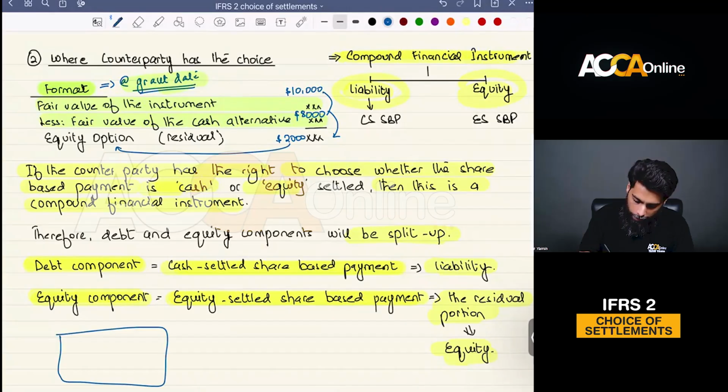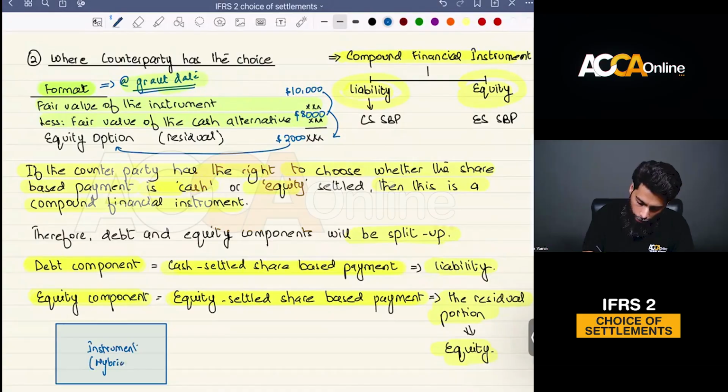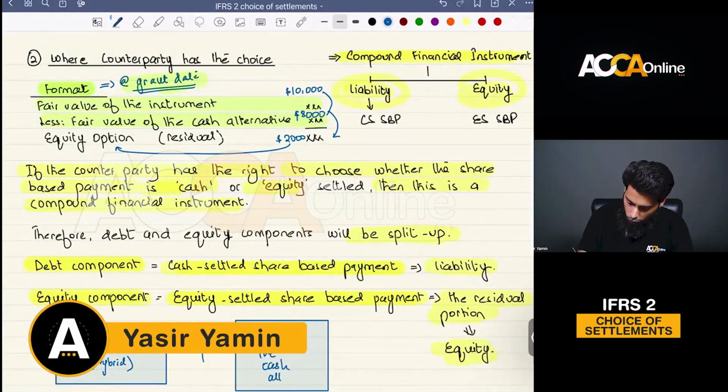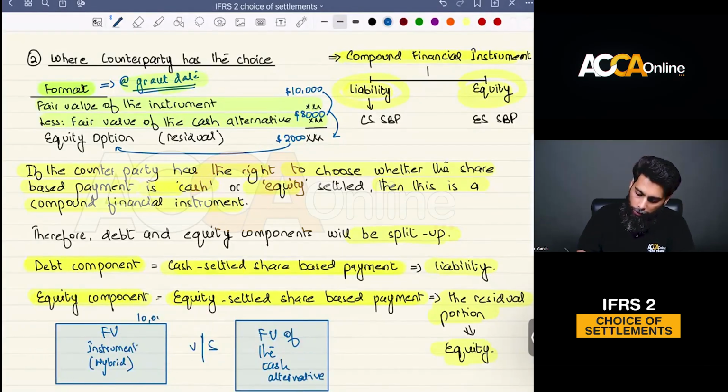We are going to take the entire instrument's fair value, which is the hybrid instrument. All right, guys. Then we are going to compare this with the fair value of the cash alternative. What happens to the holder if they settle in cash? If the value of the entire combined instrument is 10,000 and fair value of the cash alternative is 8,000, then this automatically means that the remaining 2,000 relates to the equity option.